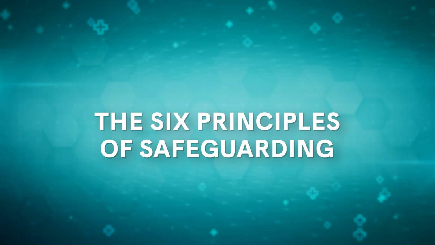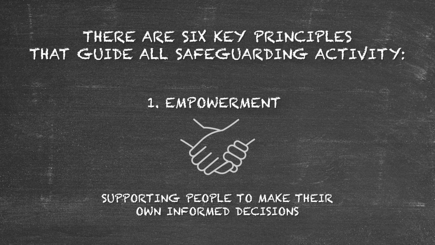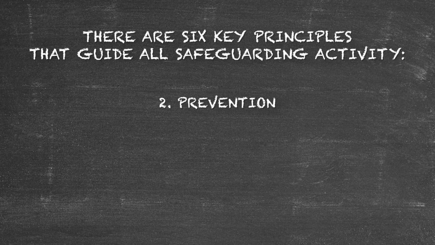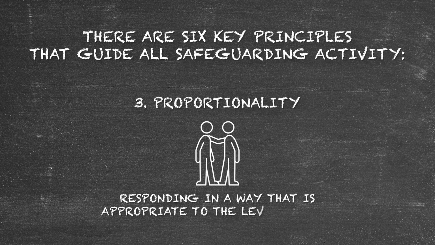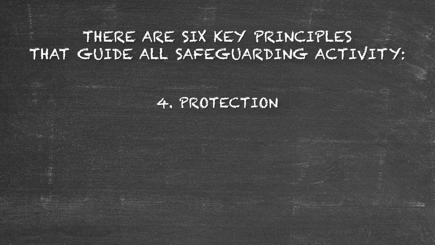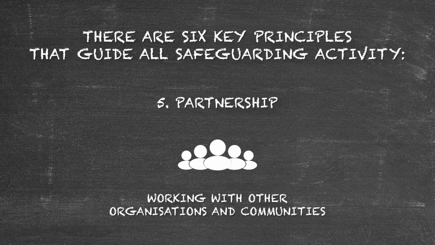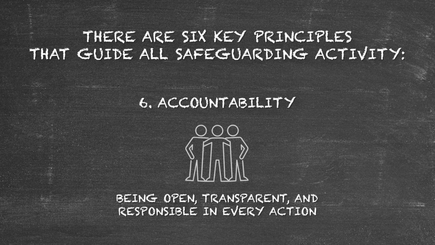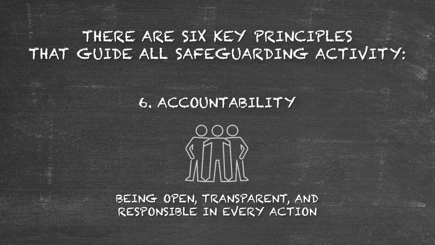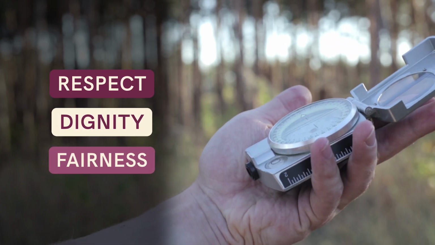The 6 principles of safeguarding. There are 6 key principles that guide all safeguarding activity. 1. Empowerment, supporting people to make their own informed decisions. 2. Prevention, acting early to stop harm before it occurs. 3. Proportionality, responding in a way that is appropriate to the level of risk. 4. Protection, helping those who need it the most. 5. Partnership, working with other organizations and communities. 6. Accountability, being open, transparent, and responsible in every action. These principles ensure that safeguarding is carried out with respect, dignity, and fairness at the forefront.